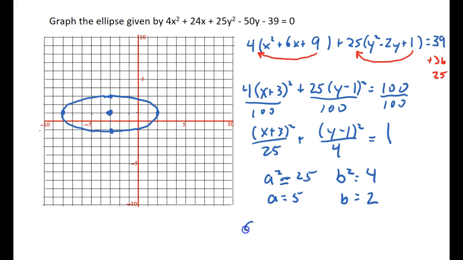Okay, foci. C is plus or minus the square root of a squared minus b squared, which is plus or minus the square root of 21. Well, what is the square root of 21? Well, it's between 16 and 25, so we'll put it between 4 and 5. So we'll have one focus between 4 and 5 that way, and one focus between 4 and 5 that way. And that's how you graph that ellipse.